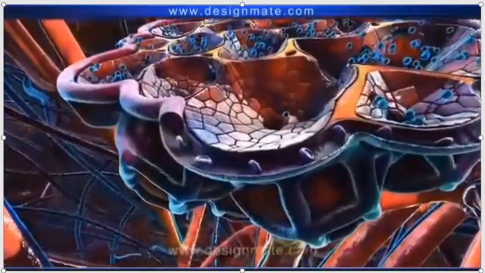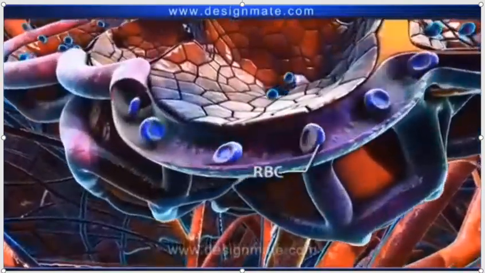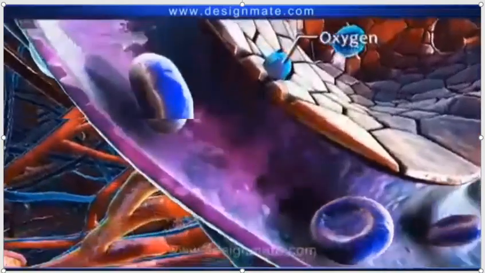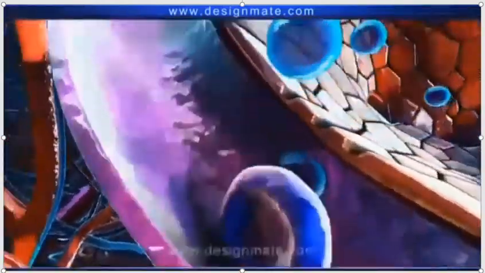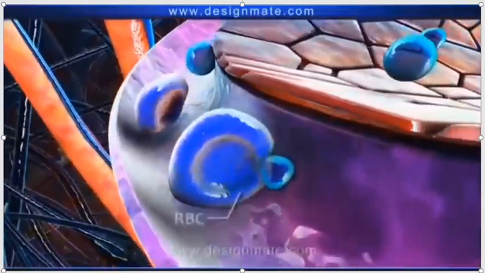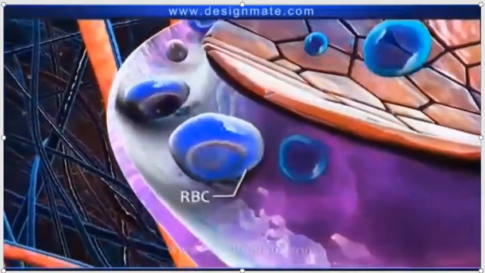Blood containing RBCs is flowing through the capillaries. The oxygen molecules from the alveolus chambers diffuse into the capillary and then get absorbed by the bluish purple RBCs.